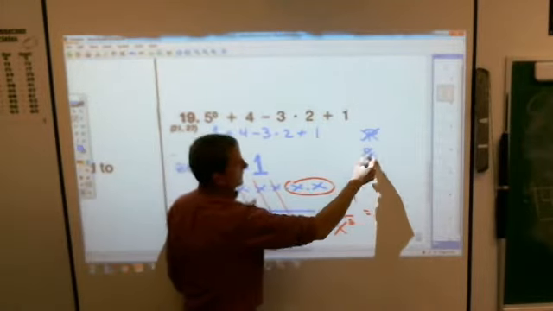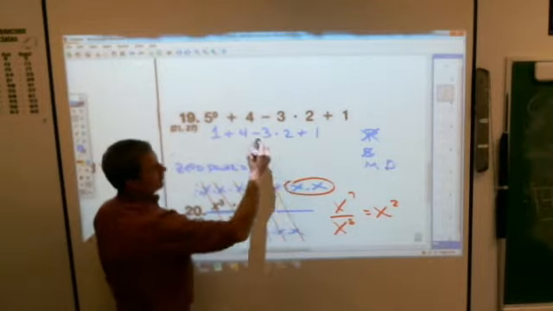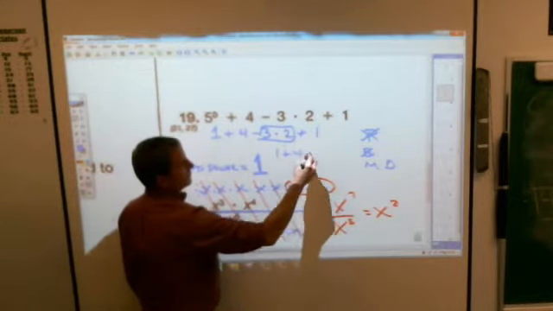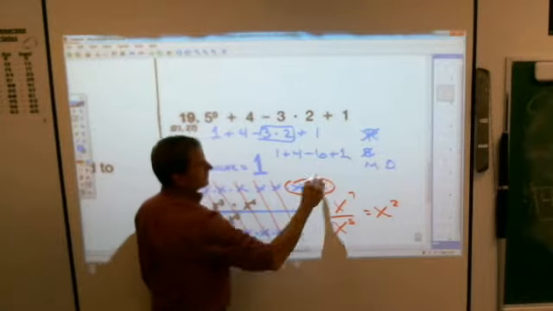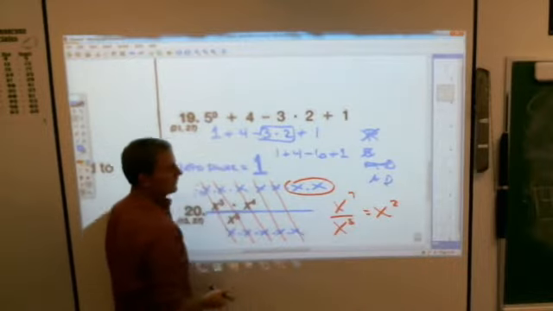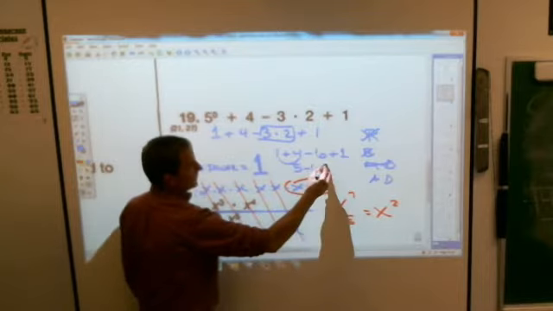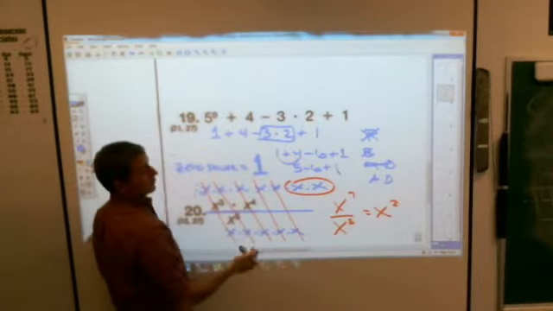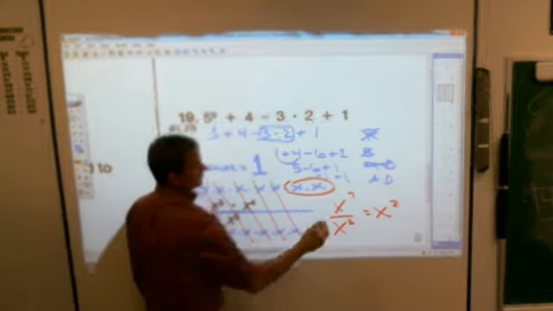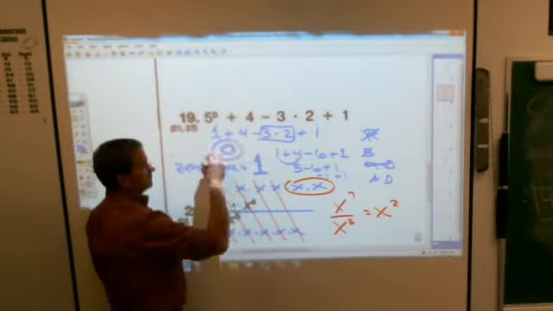So there are my exponents. Then I do multiplication and division from left to right. I only have one multiplication, which is this. So it's 1 plus 4 minus 6 plus 1. That's my multiplication. Then I have addition and subtraction from left to right. Be careful. 1 plus 4 is 5. 5 minus 6 plus 1. Still got to work from left to right. 5 minus 6 is actually a negative 1. And a negative 1 plus 1 is a big fat 0.